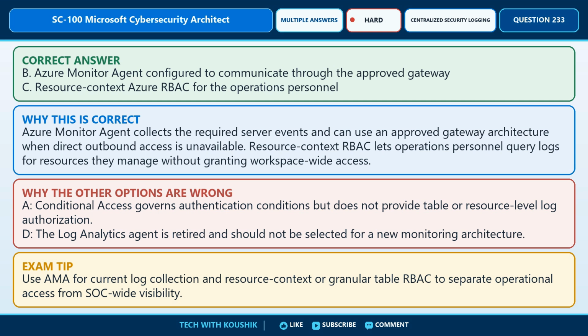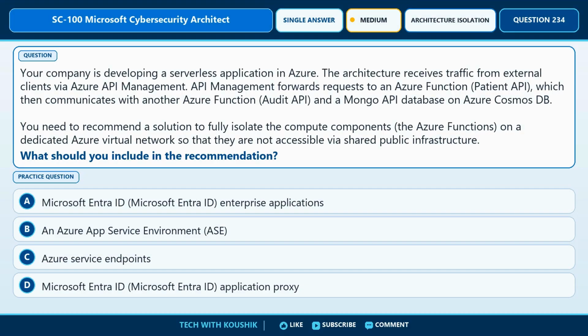Why are the other options not correct? A. Conditional access governs authentication conditions, but does not provide table or resource-level log authorization. D. The Log Analytics agent is retired and should not be selected for a new monitoring architecture. Exam tip. Use AMA for current log collection and resource-context or granular table RBAC to separate operational access from SOC-wide visibility. Question number 234.